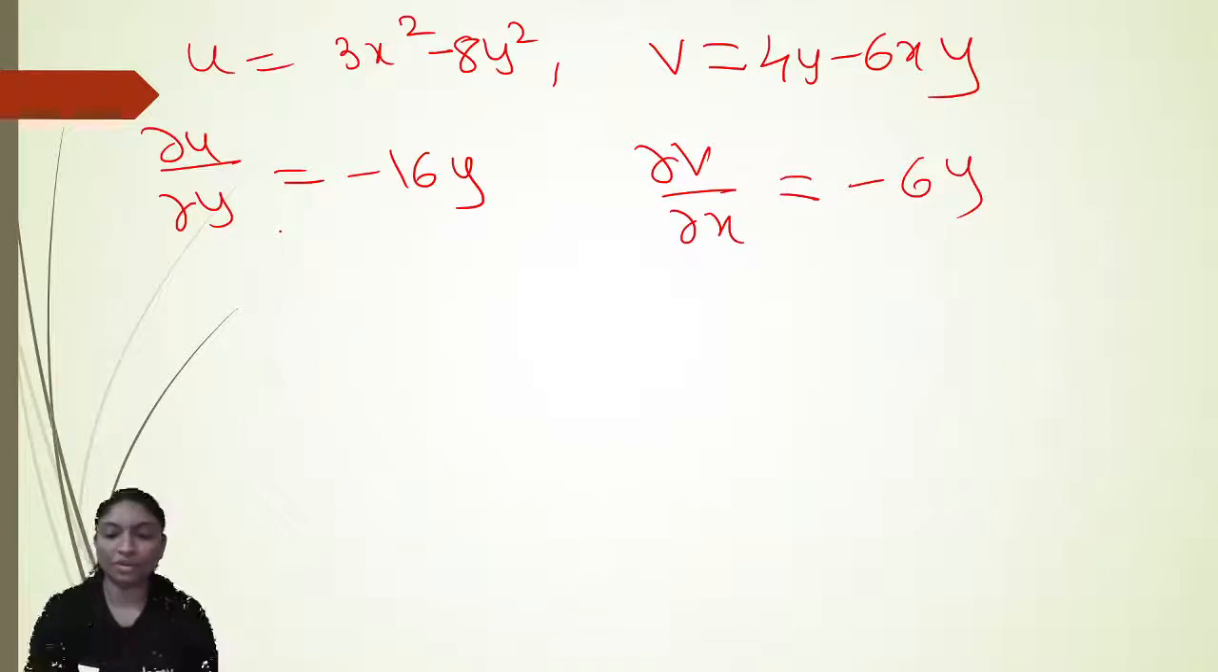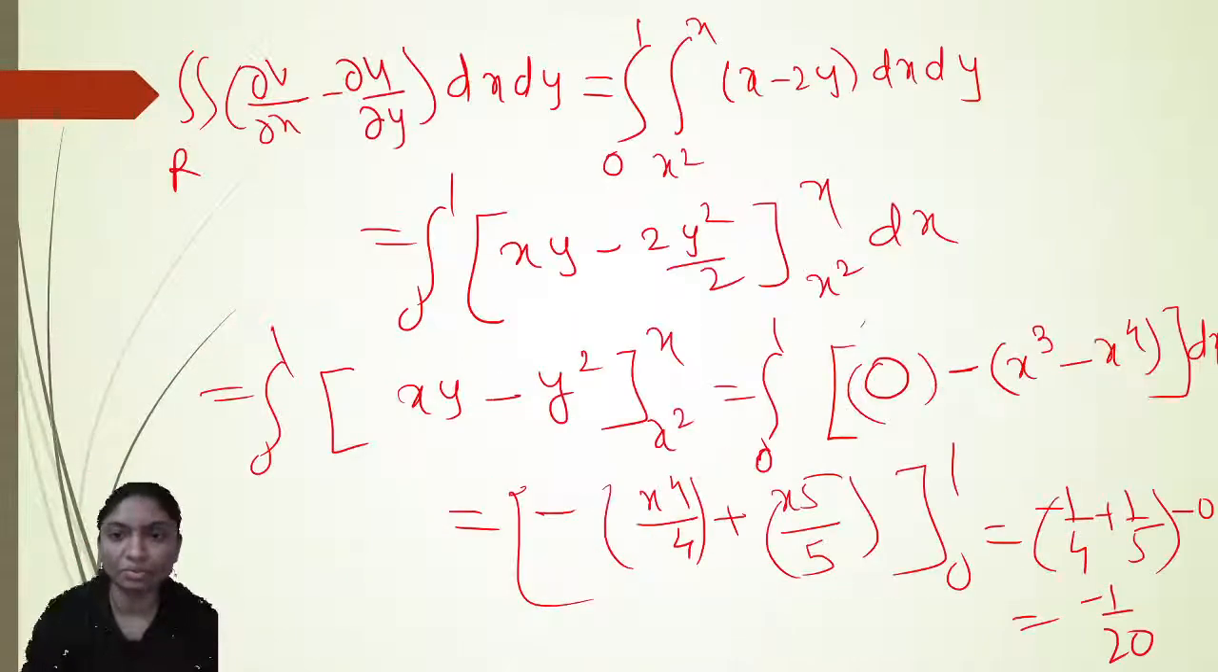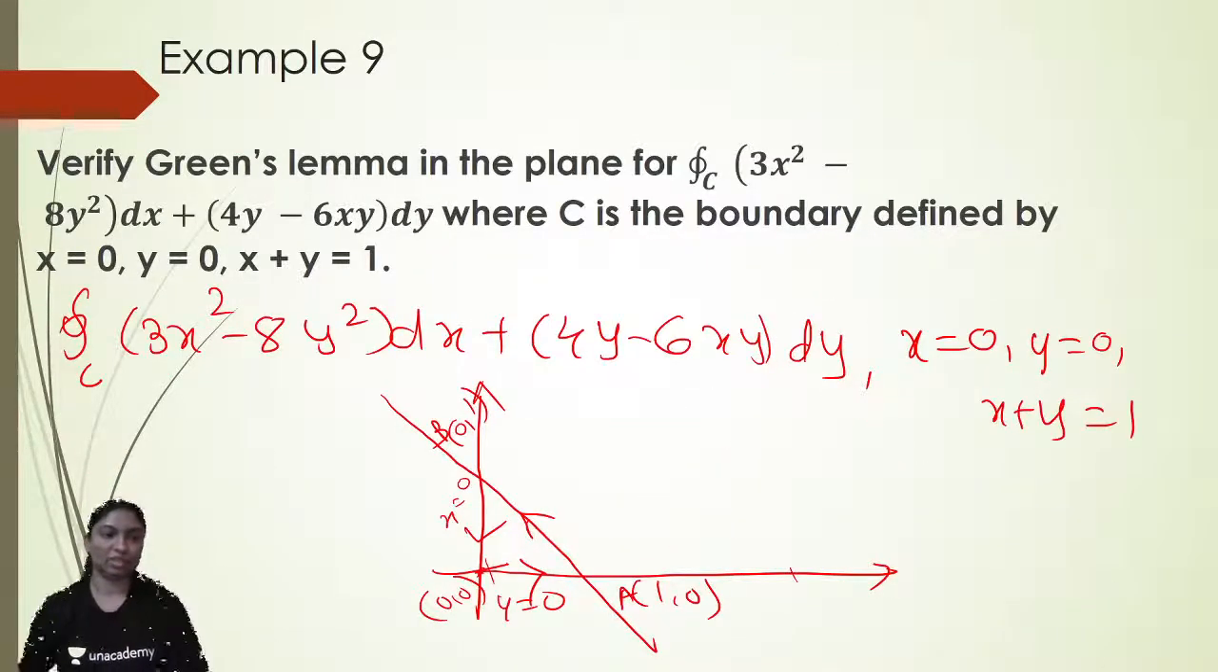Now here we will draw a strip parallel to y-axis. Then we will draw a strip which is parallel to y-axis where y is varying from 0 to y is equal to 1 minus x. Y is varying from 0 to 1 minus x.